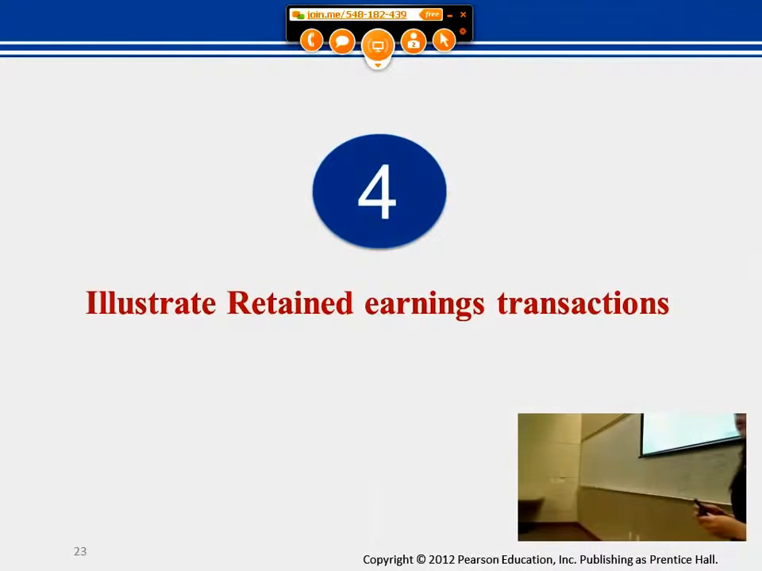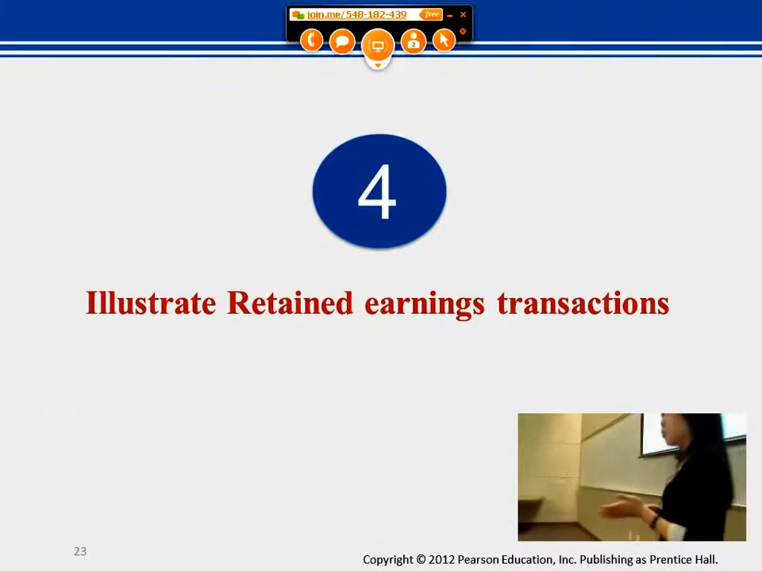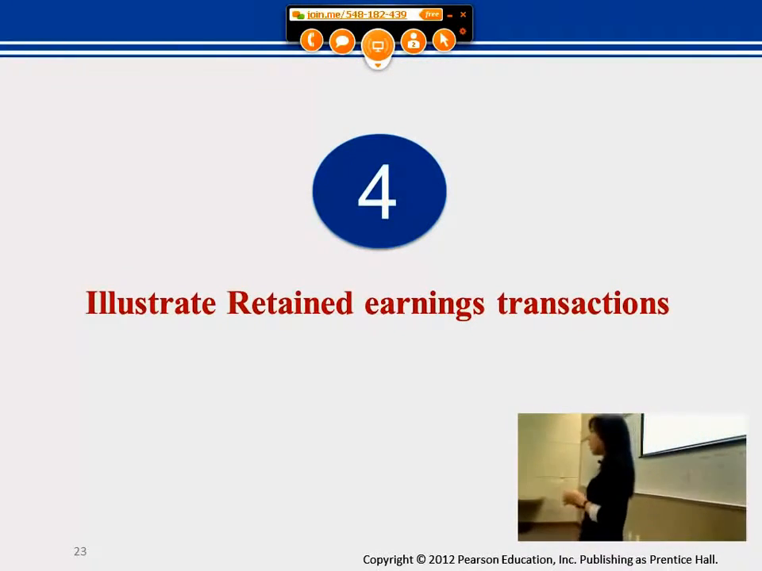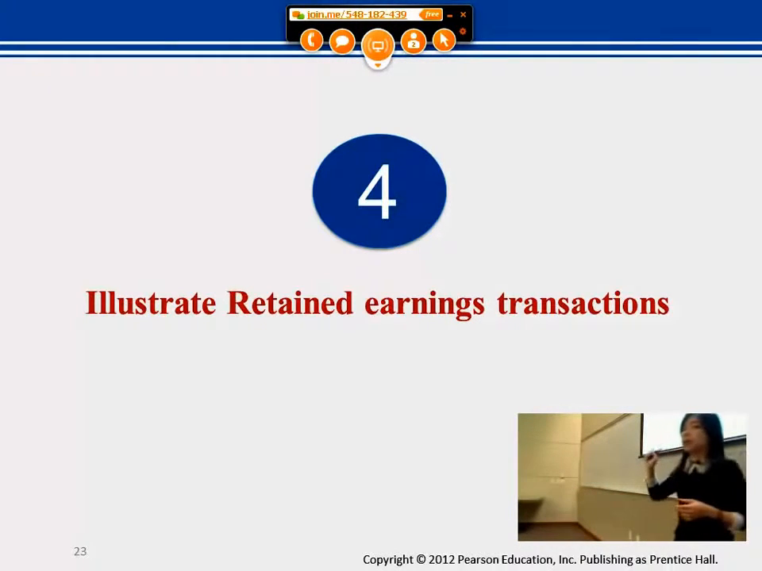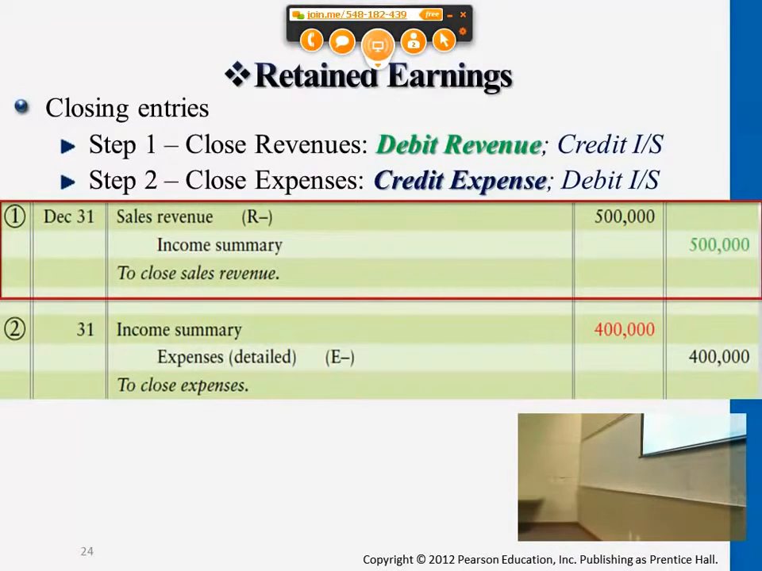Go over this section very quick because we talked about this in Chapter 4. We talked about this again in Chapter 5. So here, because we're reaching equity sections, this chapter brought up again retained earnings transactions. But really, you already know all these closing entries.